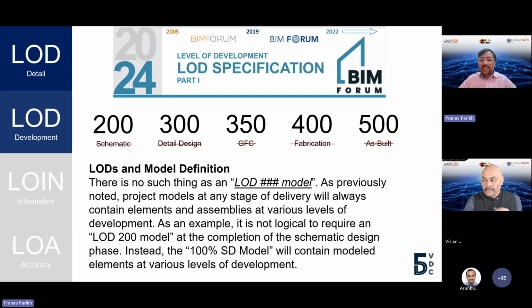What it says is that I may have different elements within the project: a mechanical duct, a plumbing pipe, an architectural wall, a finished floor, a structural steel beam or a column. All of these may have different levels of development at any given point. Let's say in a 100% SD model, I will have different elements in different development scenarios, and that is what the specification is all about. So what BIM Forum and ISO 19650 talk about is creating, for each of your design deliverables or project lifecycle stages, the LOD specification for each type of element.